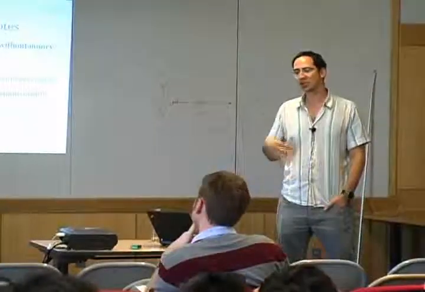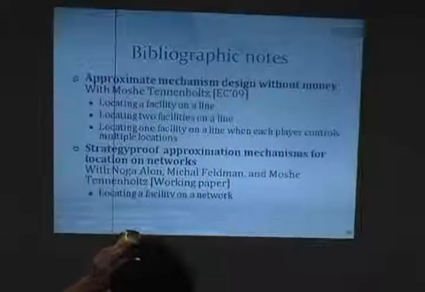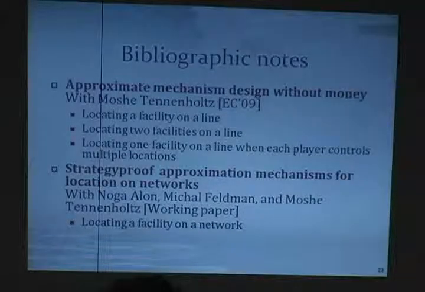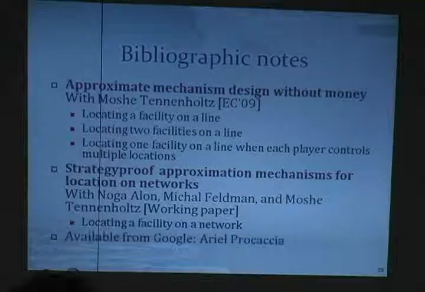The second paper is called Strategy-Proof Approximation Mechanisms for Location on Networks. It's joint work with Noga Alon, Michal Feldman, and Moshe Tennenholtz. And this gives all the results about location on a network, on trees, on circles, and so on. These 2 papers are available from my website, so just Google for Ariel Procaccia.